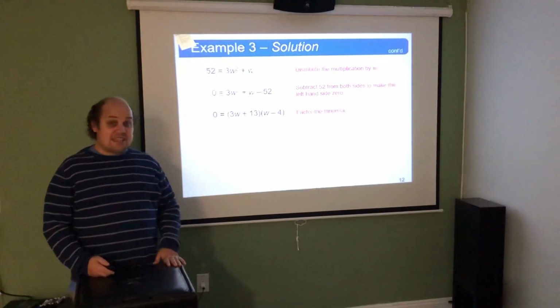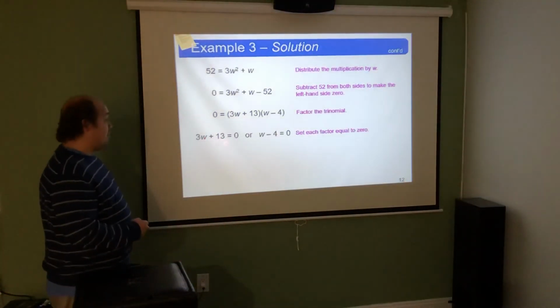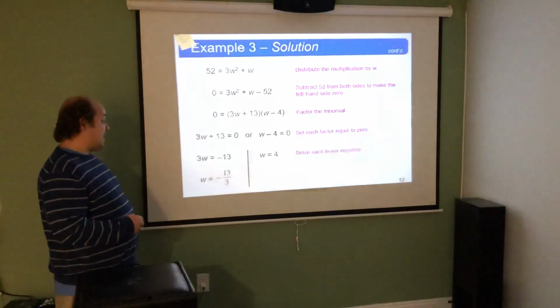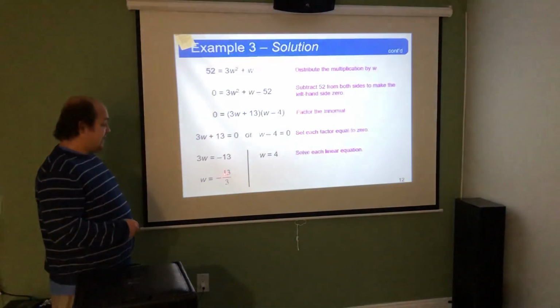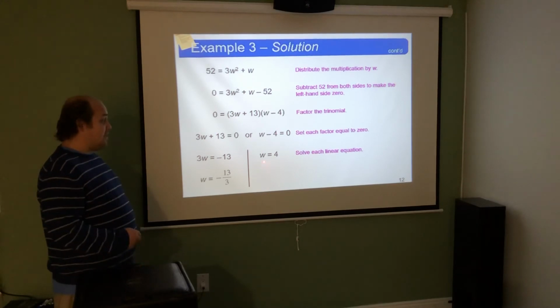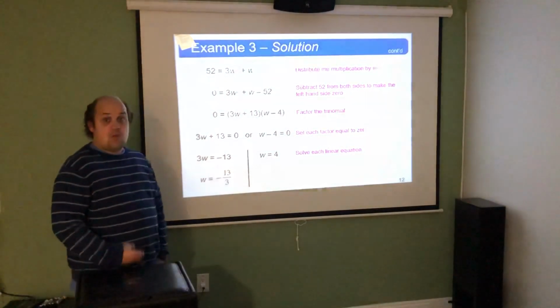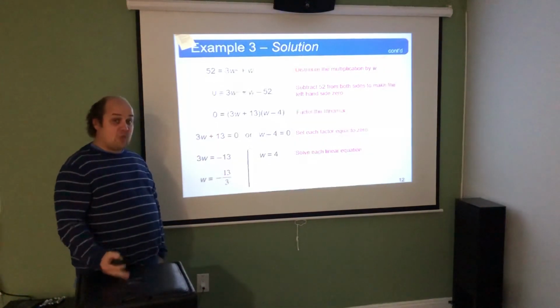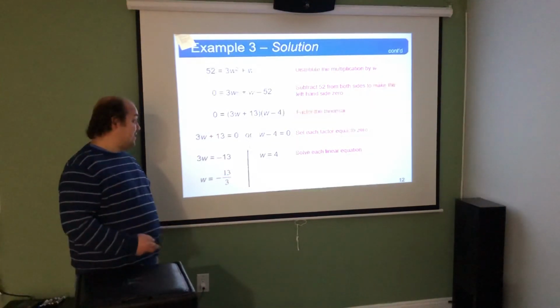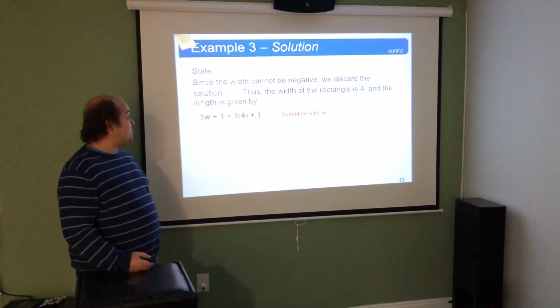Again, I'd want to consider what makes each of these 0. So if I set 3W plus 13 equal to 0, I'd get a negative number, specifically negative 13 over 3. If I set W minus 4 equal to 0, I'd get the correct answer, which is that the width is 4. When I have a width of 4, that's a reasonable number. A negative width doesn't make sense. So here I've solved and said that the width must be 4.